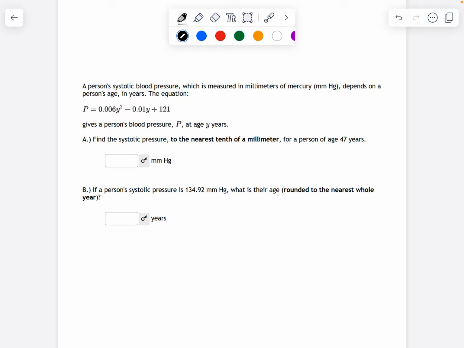So, a person's systolic blood pressure, which is measured in millimeters of mercury, depends on a person's age in years. The equation given below gives the person's blood pressure, which is what P stands for, at age Y years. We are told to find the systolic pressure to the nearest tenth of a millimeter for a person at age 47. Now, we just said age 47 was our Y, right? Y equals 47. So it's literally just saying find the pressure, P, when Y is 47.